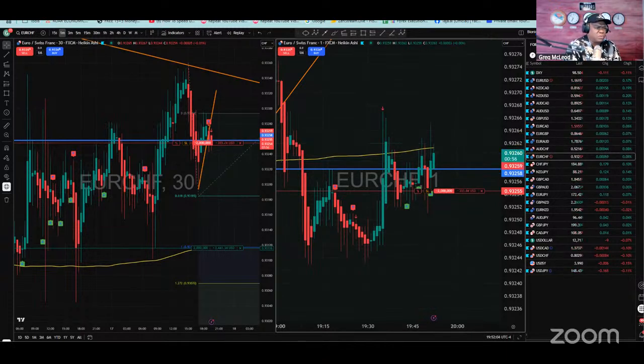Okay. Ooh, looks like she's trying to climb out. The 200's holding her down. Euro Swiss is trying to climb out, but it has to fight against the tweezer tops on the 30-minute. I don't think it can do it, but stranger things have happened. Okay, still reaching. I'll drink some more water here.